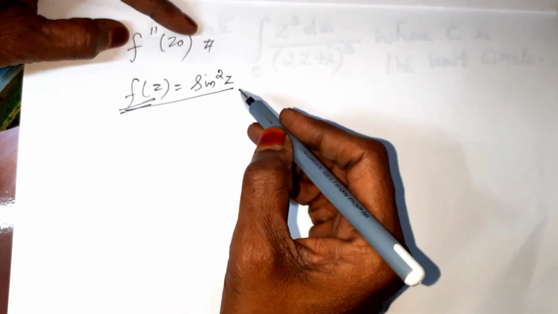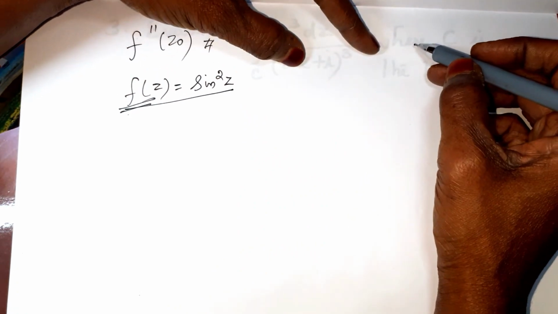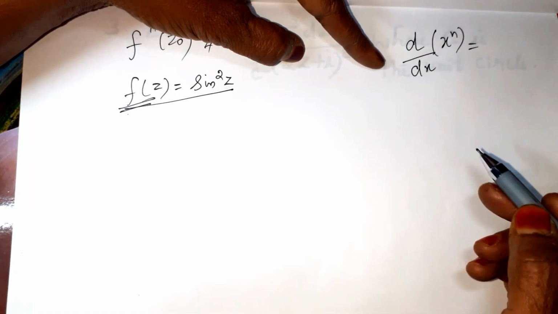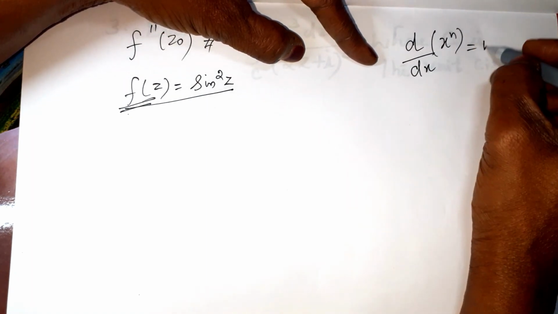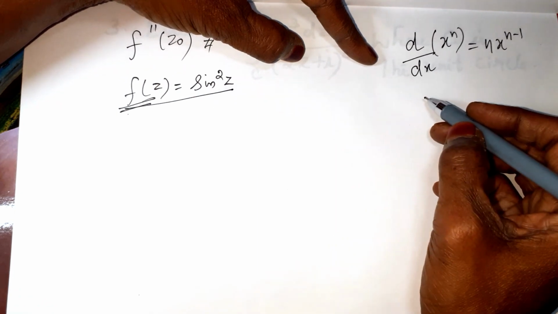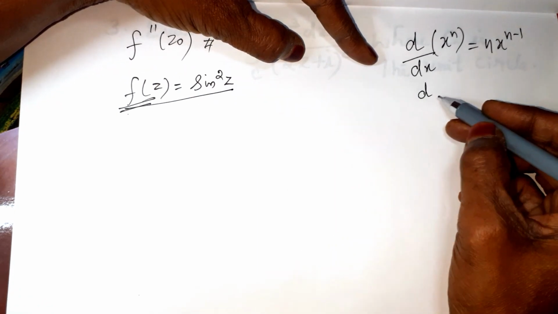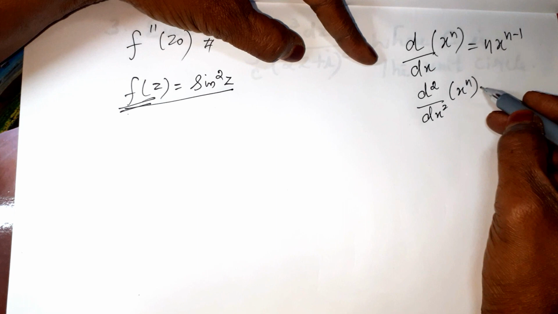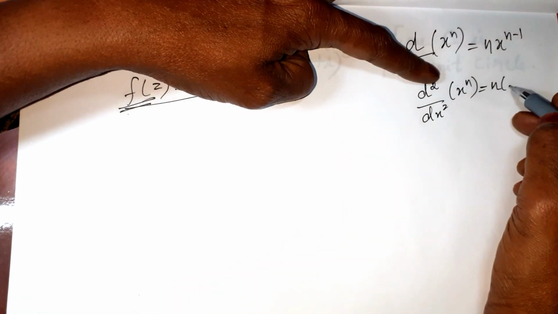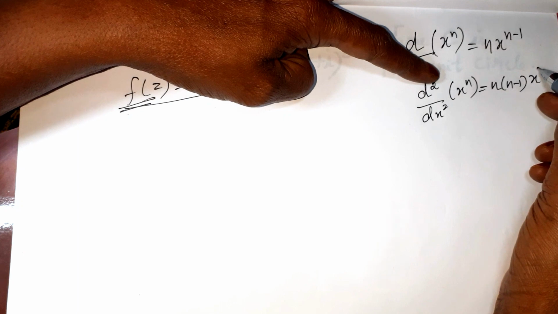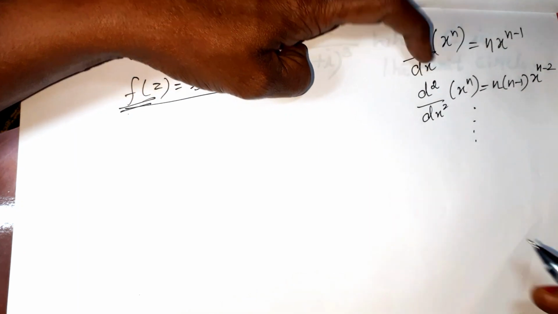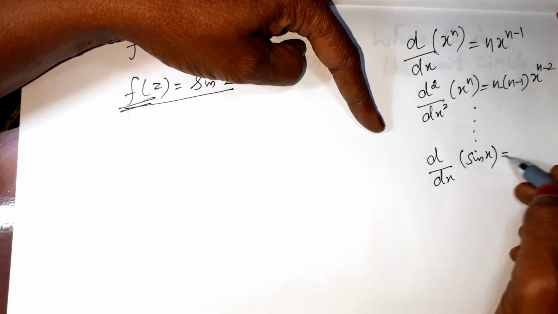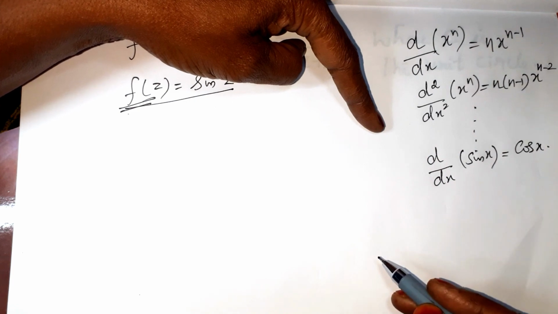How to differentiate the sine squared, girls? First you tell me what is the derivative of x power n. It is n into x power n minus 1. Am I right? What is the second derivative of x power n? Already we have differentiated, again we have to differentiate. n into n minus 1 x power n minus 2. Like that we have to extend. What is the derivative of sin x? It is cos x, right?